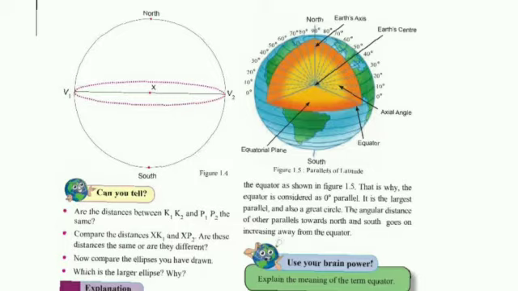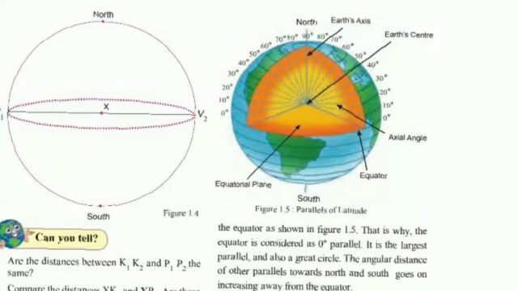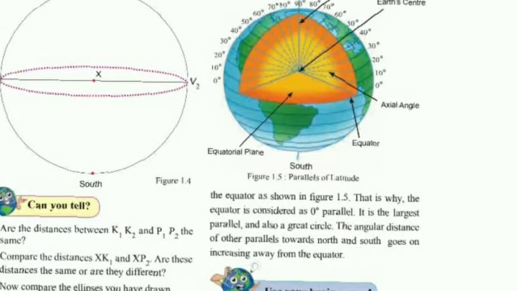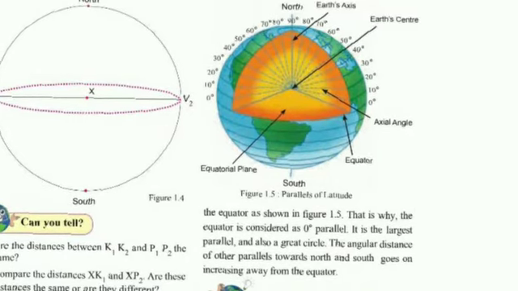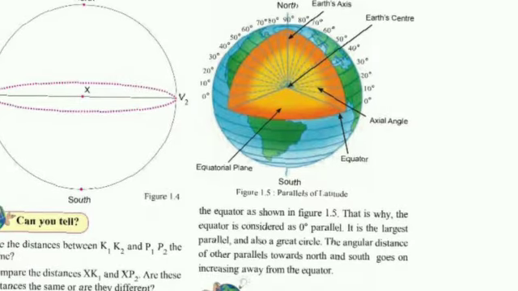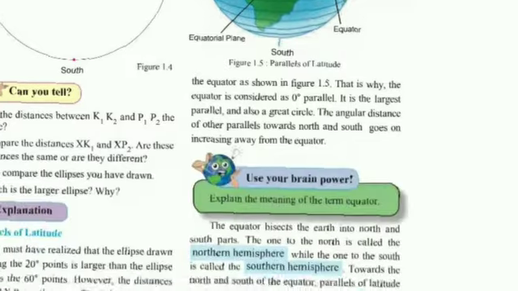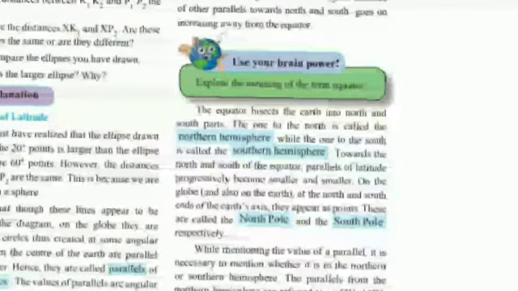Because from the equator we count all the lines. It is the largest parallel and also a great circle. The equator is known as the largest parallel. It is a circle. The angular distance of other parallels towards north and south goes on increasing away from the equator. So you can see that from north to south, the parallels go on increasing away from the equator, because the equator is always zero.